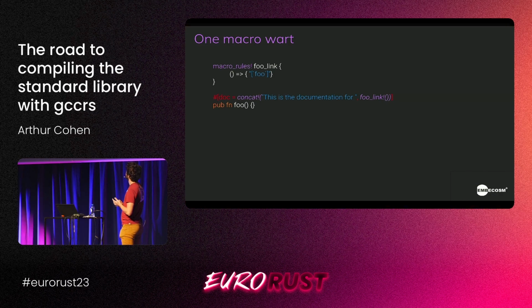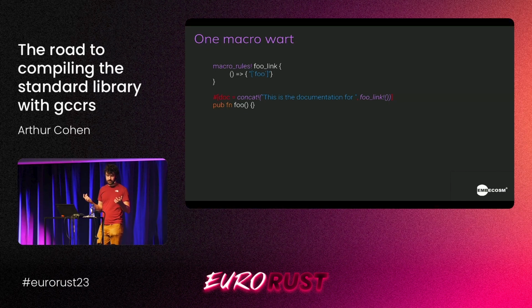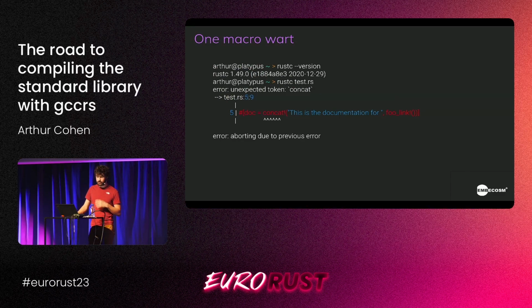So let's have a look at one little fun macro thing. As you may know, this is a function, pub fn foo. It's got one attribute, which is the doc attribute, and the doc attribute allows you to specify documentation for a Rust item, in that case, a function. If you're using Rust today, that code is going to work, and it's going to show up as the documentation for foo in your generated HTML documentation file. But interestingly, if we try and run it with rustc 1.49, it doesn't parse. It doesn't even recognize that concat token. It doesn't even accept that that token can be right after the doc equal tokens.